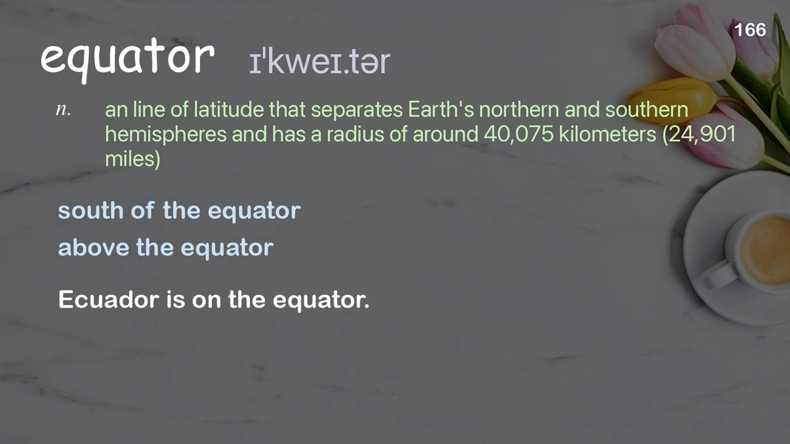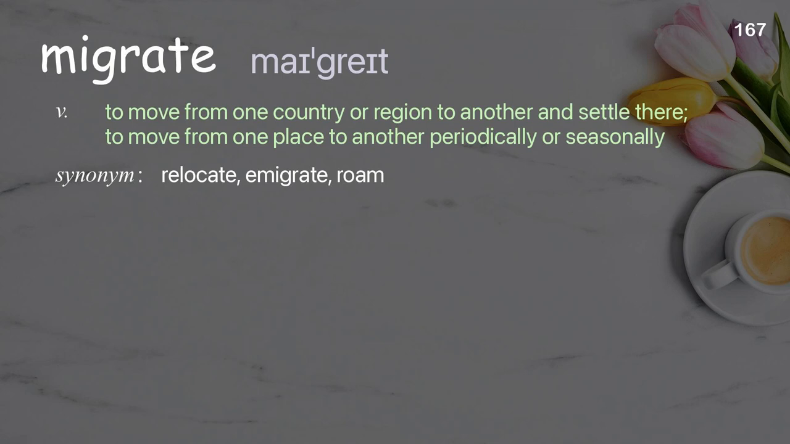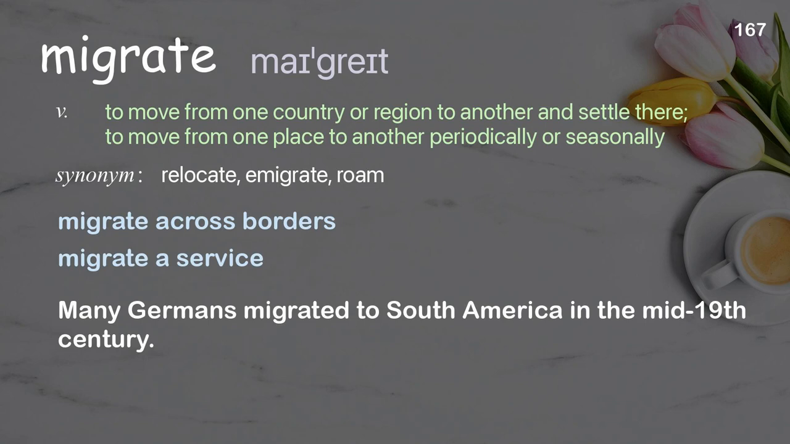Migrate. To move from one country or region to another and settle there. To move from one place to another periodically or seasonally. Examples: migrate across borders, migrate a service. Many Germans migrated to South America in the mid-19th century.